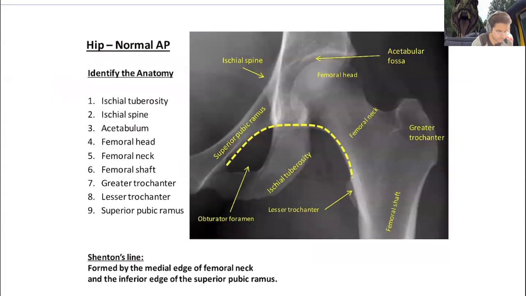All right, here's the important thing. This is pretty critical. This is the Shenton's line. This is the actual line that a lot of orthopedic surgeons often assess in terms of the angling of the actual femoral head. And if it's slightly more oblique or more acute, then they can potentially suggest a hip replacement.